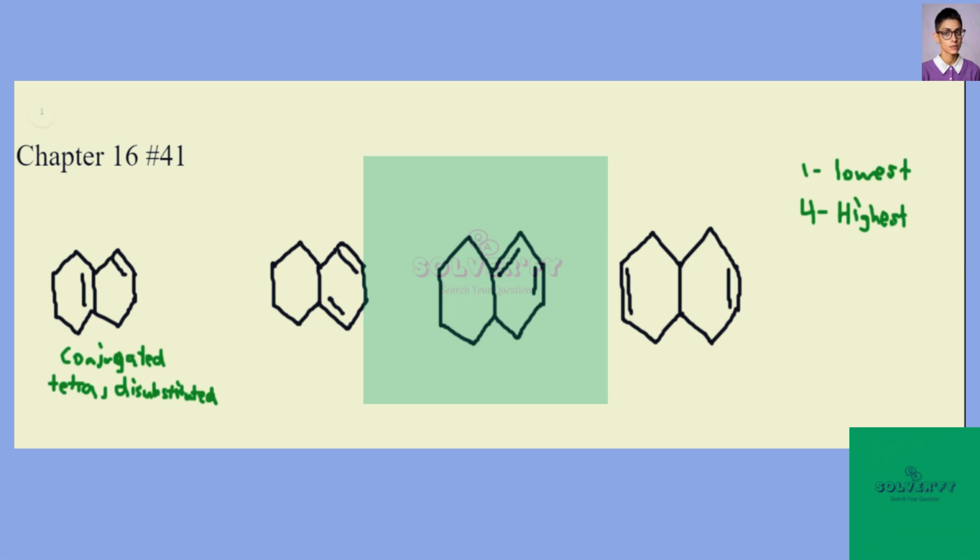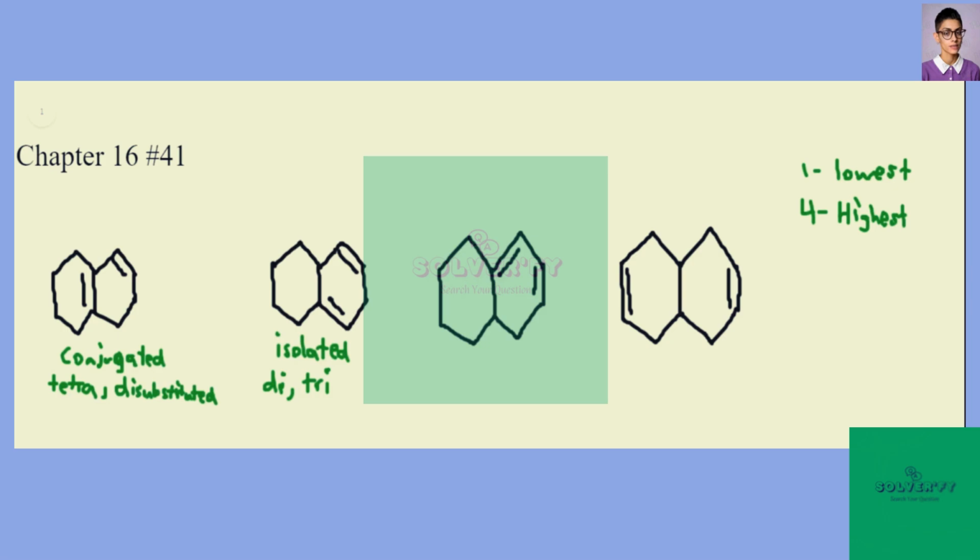This molecule is isolated, so it's not a conjugated diene. It's isolated, and then we have one di-substituted and one tri-substituted. So di and tri, and I'm not going to write substituted out again. So one di-substituted, one tri-substituted, and that's going to be a higher heat of hydrogenation than the first molecule.